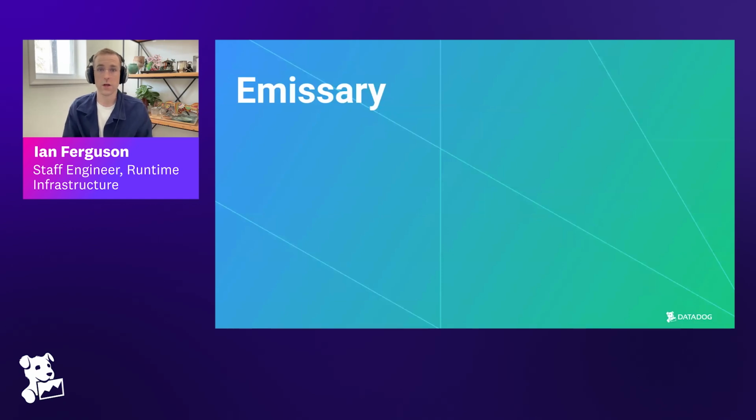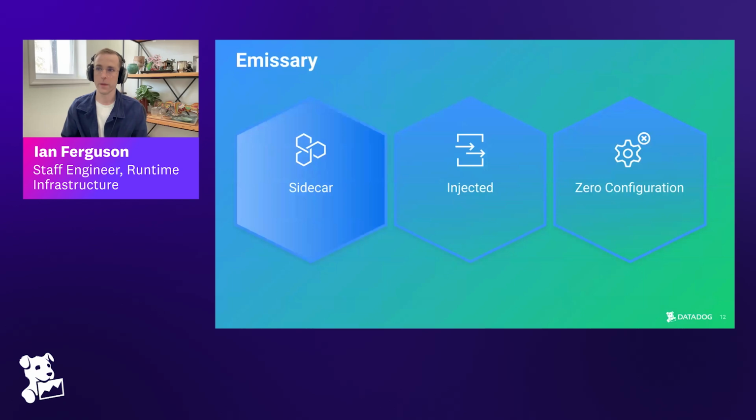Emissary is a zero configuration injected sidecar container that provides access enablement services and emulates cloud provider instance metadata services, or IMDS, APIs. So unpacking that a little bit, it's a sidecar. This is a container within a pod that applications can generally expect to be present and running at all times during the application lifecycle.